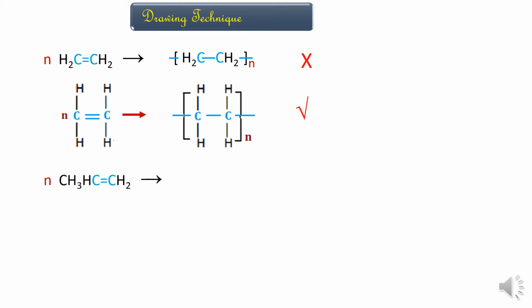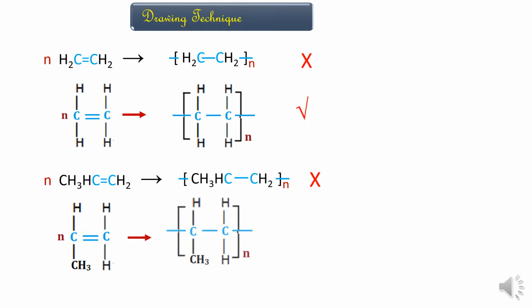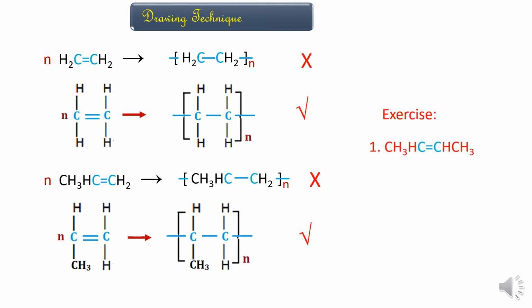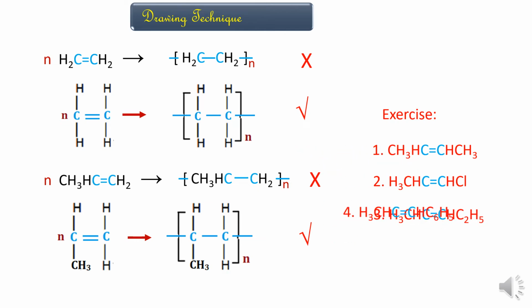Another, this is prop-1-ene or propene. Is this correct? No. Look at the blue color. That was between carbon atoms, now given to another carbon atom. So how should you do this? Just put the carbon-carbon double bond in the middle and other atoms or groups below and above the double bond. And now you can draw easily. So have some exercise. Similarly, the first one, second one, third one, fourth one, and fifth.